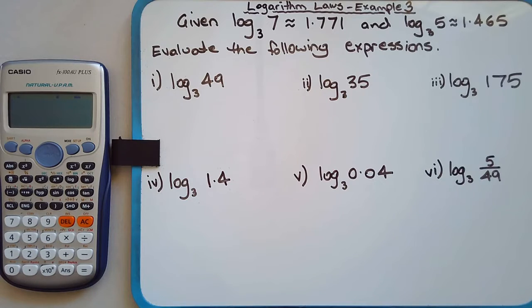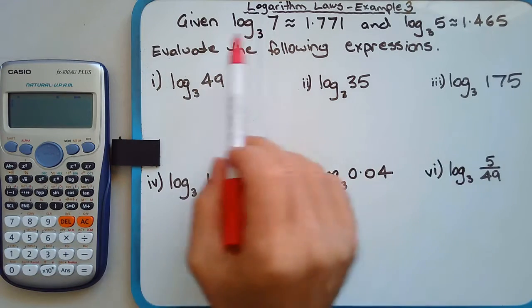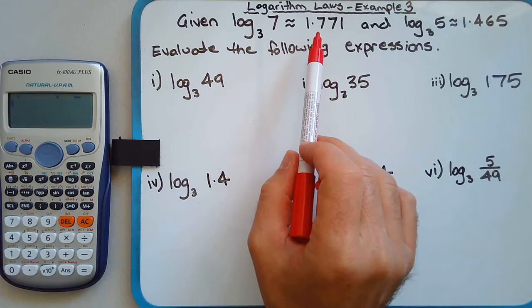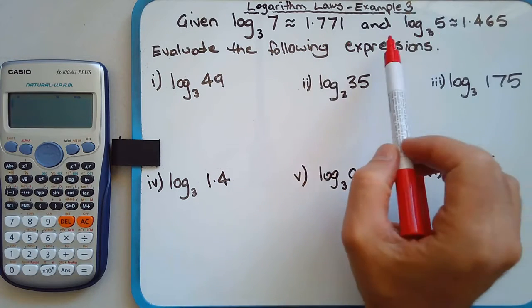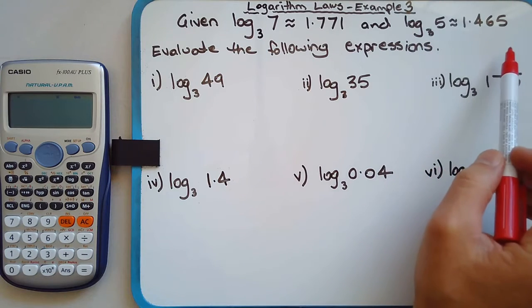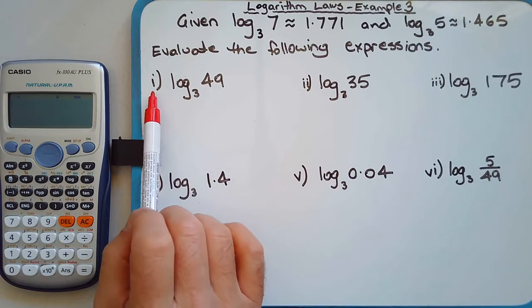Let's have a look at one more example now of the application of the logarithm laws. So let's read through the question together. Given log base 3 of 7 is approximately equal to 1.771 and log base 3 of 5 is approximately equal to 1.465, evaluate the following expressions. So have a look at the first one now, part i.